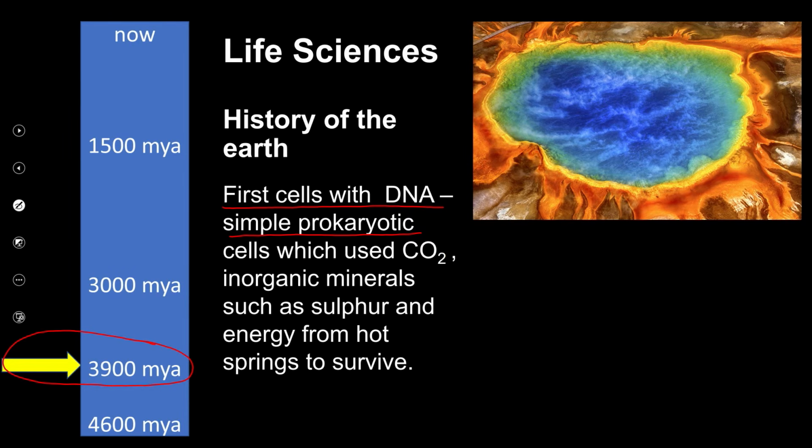But these were very different because there wasn't any oxygen. So they used carbon dioxide from the atmosphere and inorganic minerals. And this is an example of a hot spring that exists today, and sulfur forms the yellow in the hot springs, and even today there are some of these very, very simple bacteria which don't need oxygen. They use sulfur, carbon dioxide, and energy from the hot springs to be able to survive.